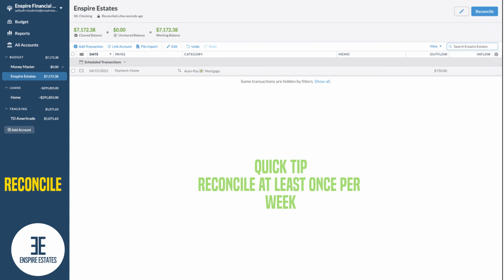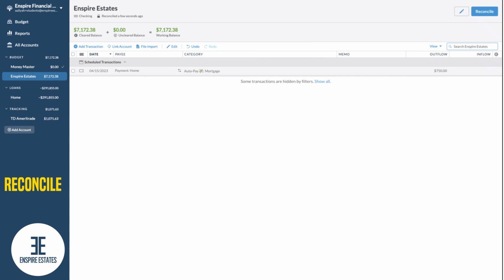Here's a quick tip for you. You ideally want to ensure that you're clearing every transaction and reconciling at least once a week, so you know that you can trust your budget and your numbers are always accurate, right?